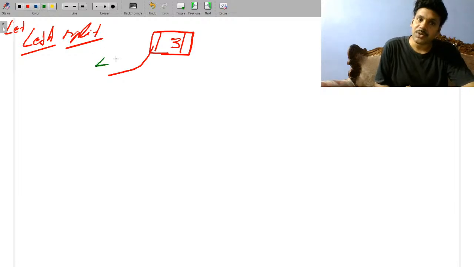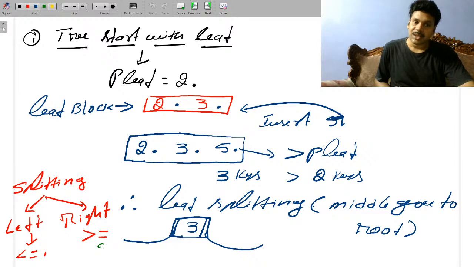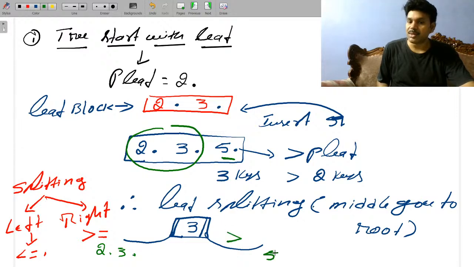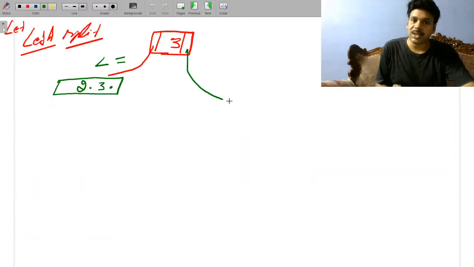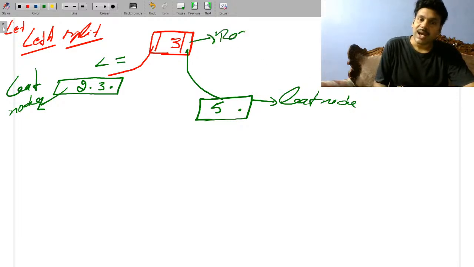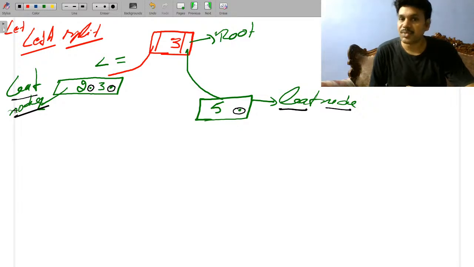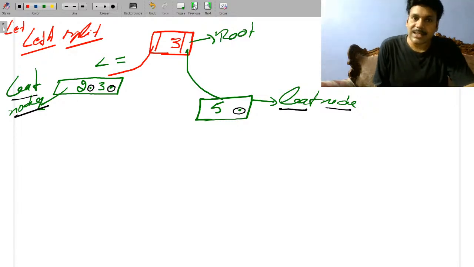What is left splitting? You need to maintain less than or equal to. What is the meaning of less than or equal to? 2, 3, you need to maintain. And the rest of the values? Please observe: 2, 3 will come to the left side. The greater value goes to the other side. So 5 will be on this side. This is your leaf node, and this is also your leaf node, and this is your root node. Along with your key, record pointers are mentioned. Don't forget that. Record pointers are mentioned only at leaf nodes. Clear?